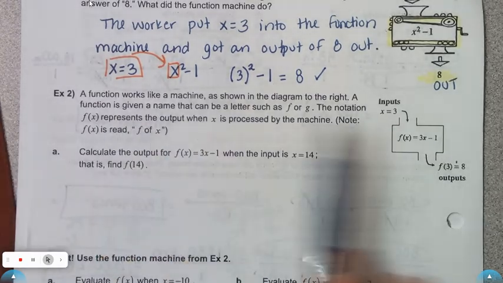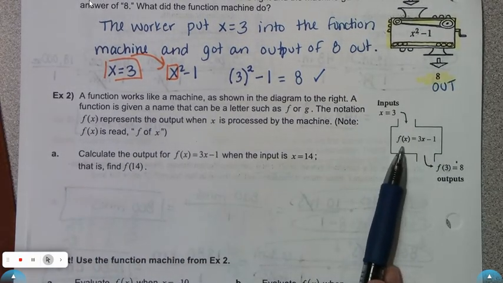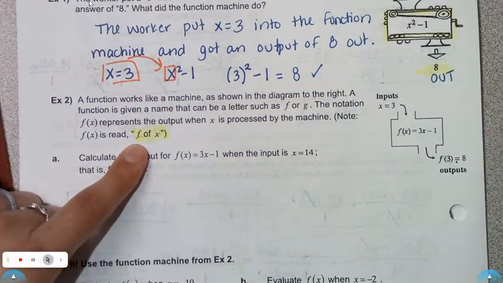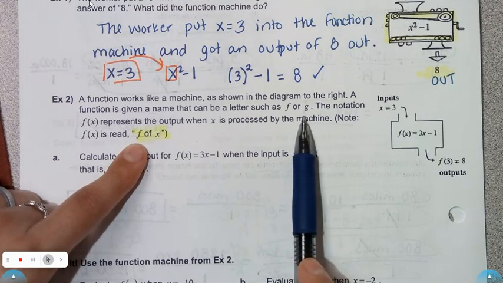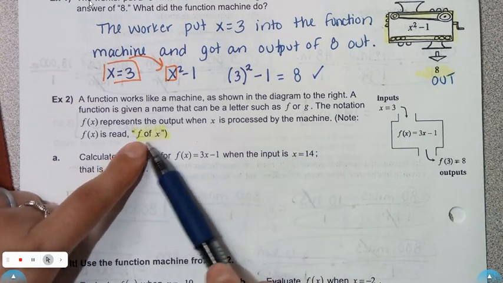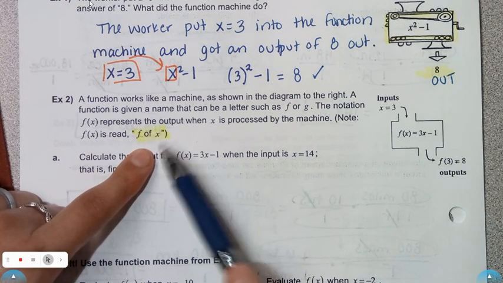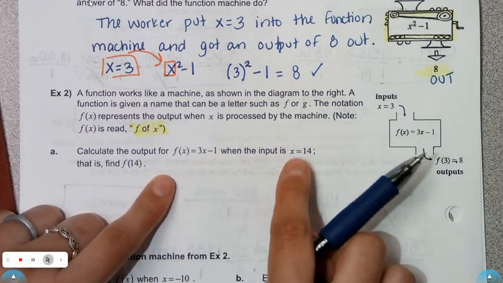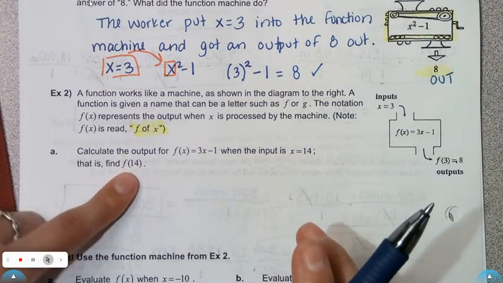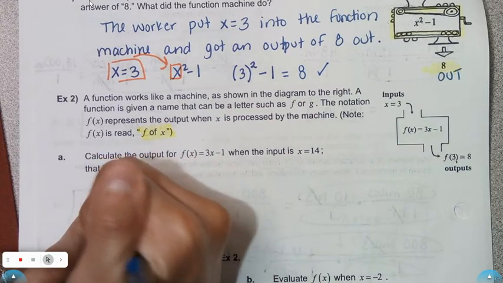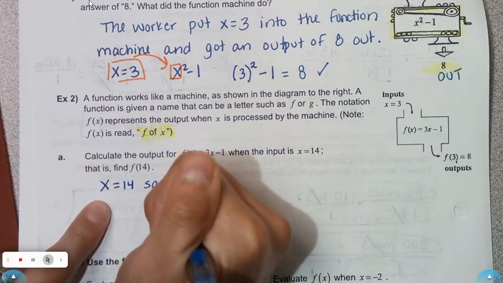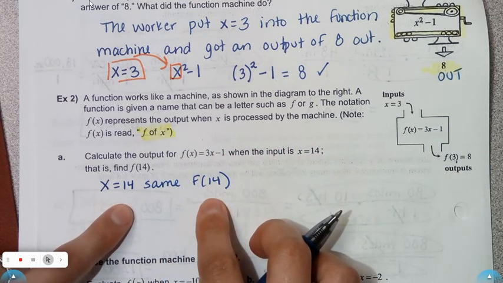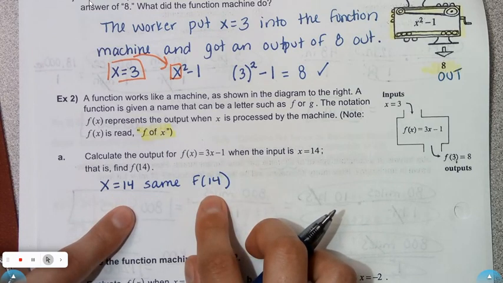So here, be careful when you're reading these. It's not fx. The way we read this is f of x, so it's written right here. The letter may change, so if you see G, it's G of x. If you see H, it's H of x, so just be careful about how you're reading it. They're telling me to find the output for this function when the input is x equals 14. They're telling me to plug this in. So just so you know, this is the same as this. So you'll see both notations. Just know that if it's written either way, they're the same thing.